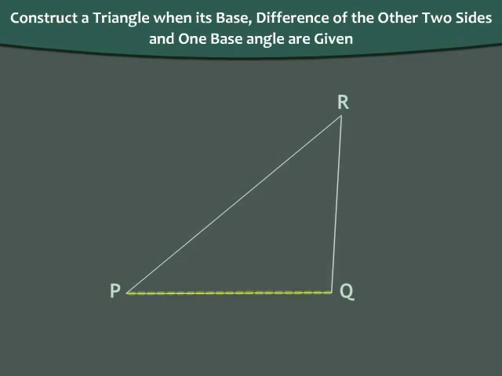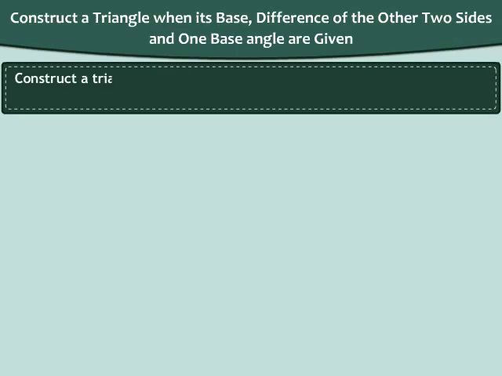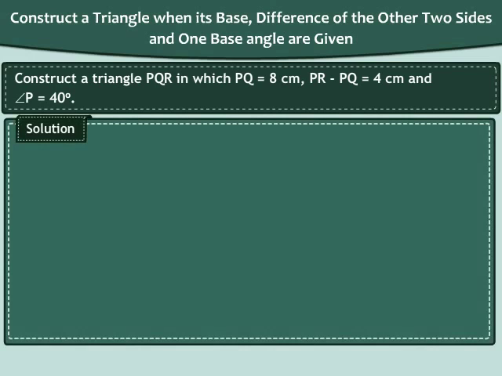Let us construct a triangle when its base, difference of the other two sides and one base angle are given. Construct a triangle PQR in which PQ is equal to 8 centimeters, PR minus PQ equal to 4 centimeters, and angle P is equal to 40 degrees. Solution. Let's construct it step by step.